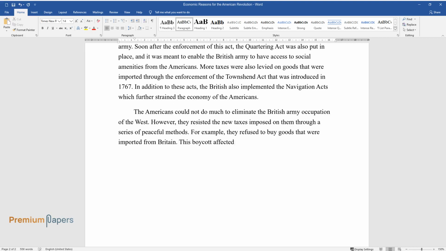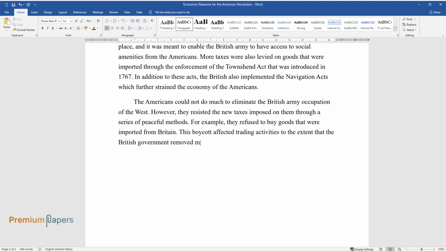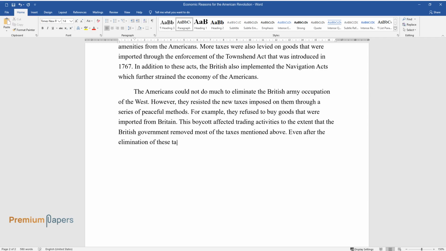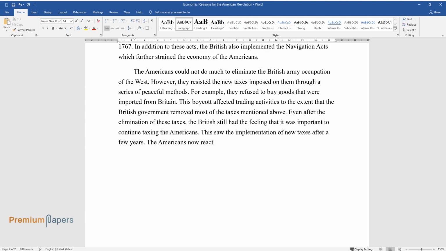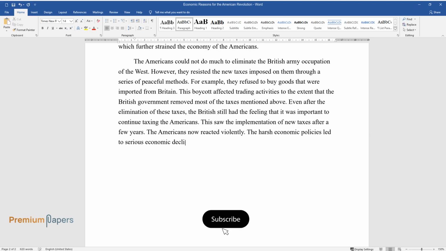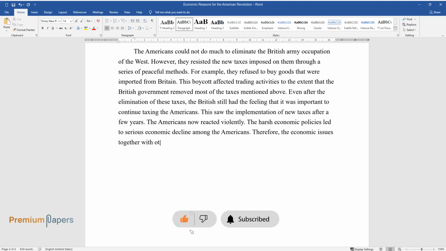This boycott affected trading activities to the extent that the British government removed most of the taxes mentioned above. Even after the elimination of these taxes, the British still had the feeling that it was important to continue taxing the Americans. This saw the implementation of new taxes after a few years. The Americans now reacted violently. The harsh economic policies led to serious economic decline among the Americans. Therefore, the economic issues together with other factors led to the outbreak of the Revolution.